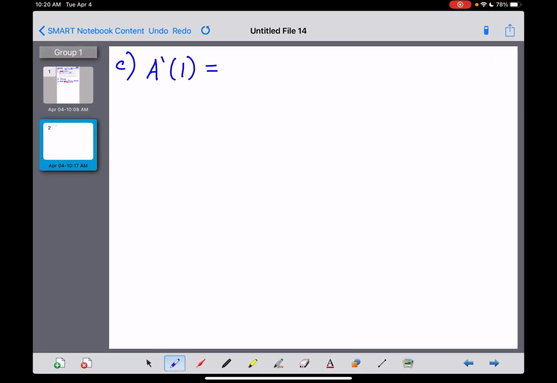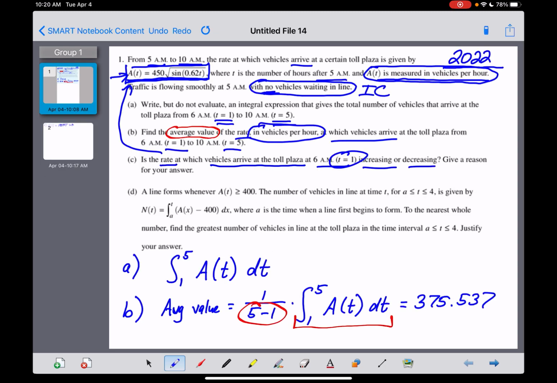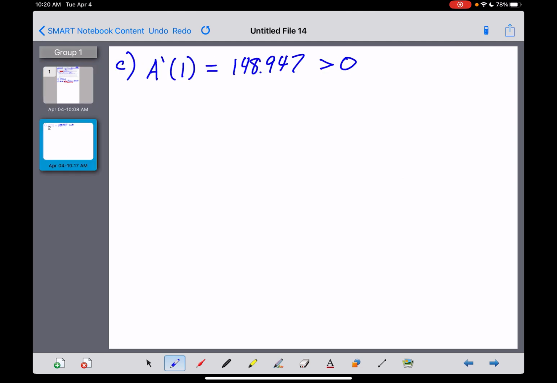148.947. Let's write that down. 148.947. And now let me make a really obvious statement, which is greater than 0, meaning that it's positive. So if the derivative of a function is positive at a particular point, that means that our function is increasing. So the directions did say on part C, give a reason for your answer. So I think we can say right here, sure, it doesn't really matter what order we do this in.